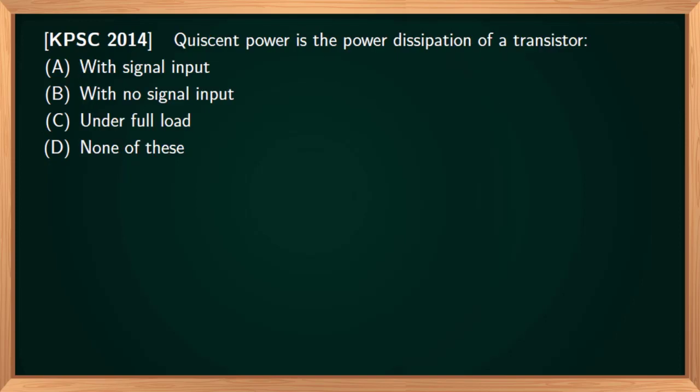Quiescent power is the power dissipation of a transistor, option A, with a signal input, option B, with no signal input, option C, under full load, option D, none of these. So quiescent power refers to the DC condition. Quiescent power indicates the power dissipation in a transistor with no signal input. So the correct option is option B.